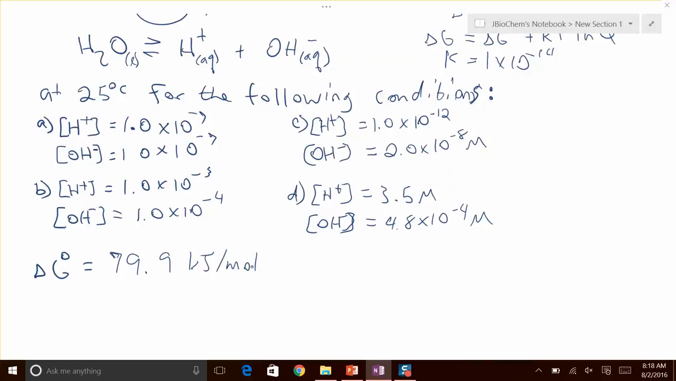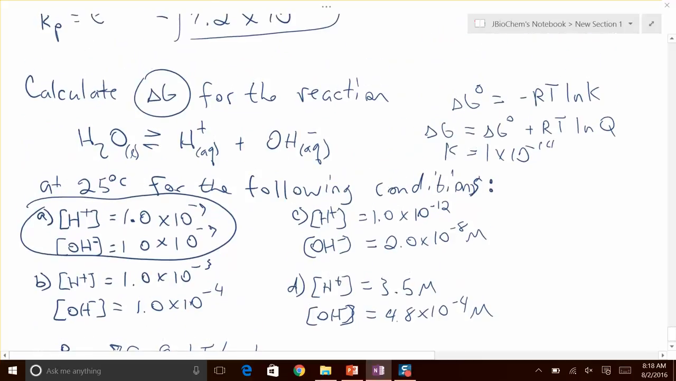So we've essentially answered A here because this is at equilibrium, so we can use it for K there. Okay? So here, delta G essentially is at standard state conditions, so delta G is delta G naught. All right, so that's for that first situation at 25 degrees Celsius.